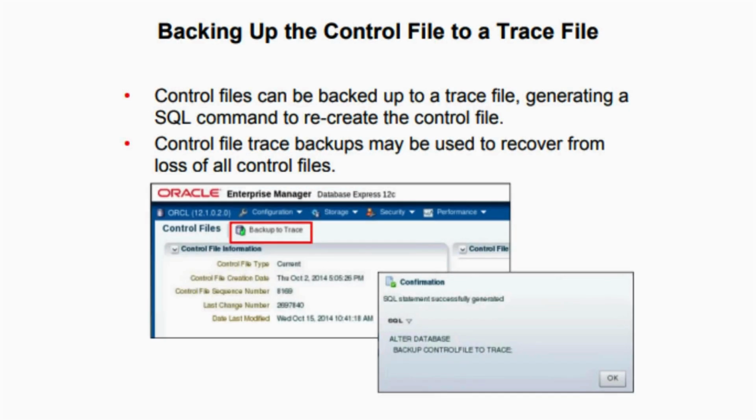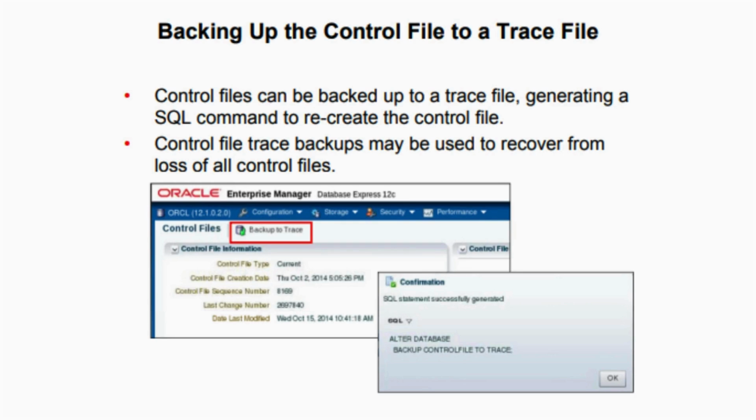In Enterprise Manager Database Express, select Storage > Control Files to manage your database's control files. Control files have an additional backup option. They may be backed up to a trace file. A control file trace backup contains the SQL statement that is required to recreate the control files in the event that all control files are lost.